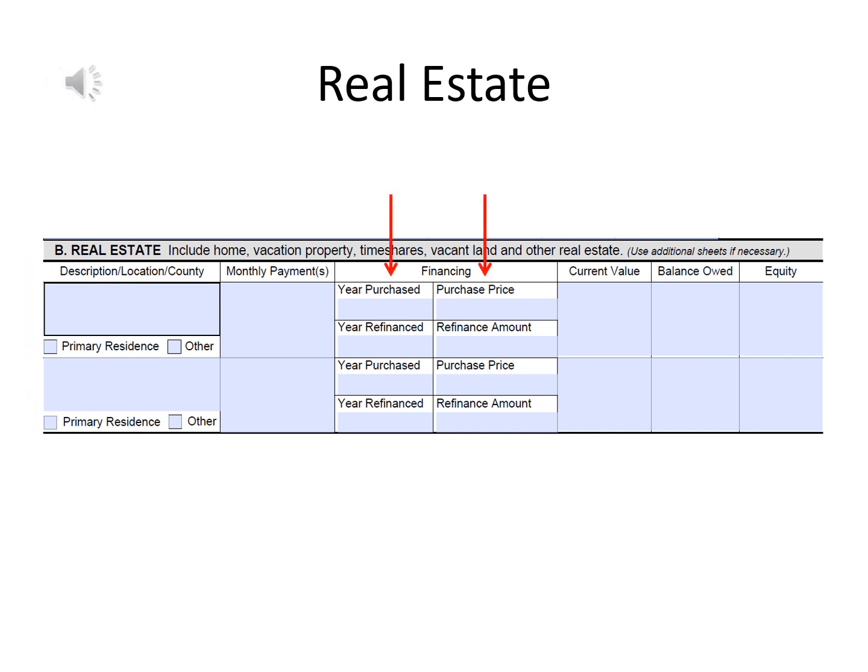Place the date of purchase and the purchase price for the real estate in the boxes.